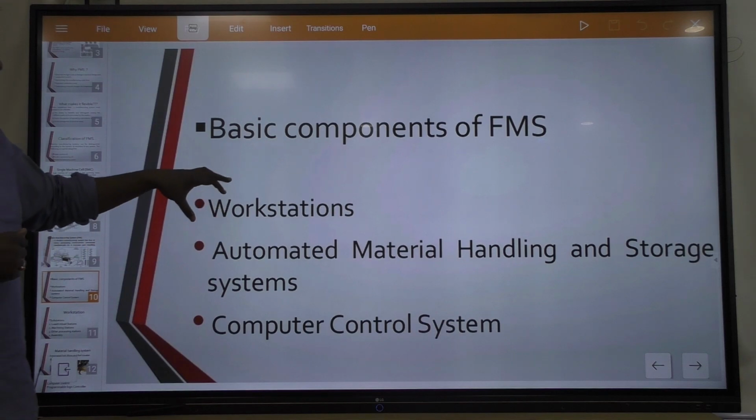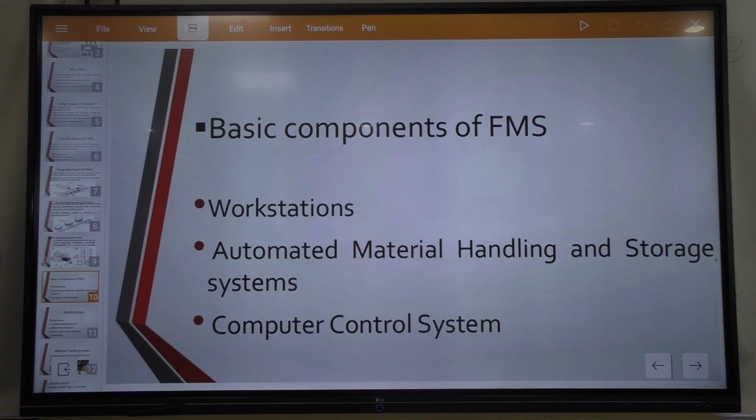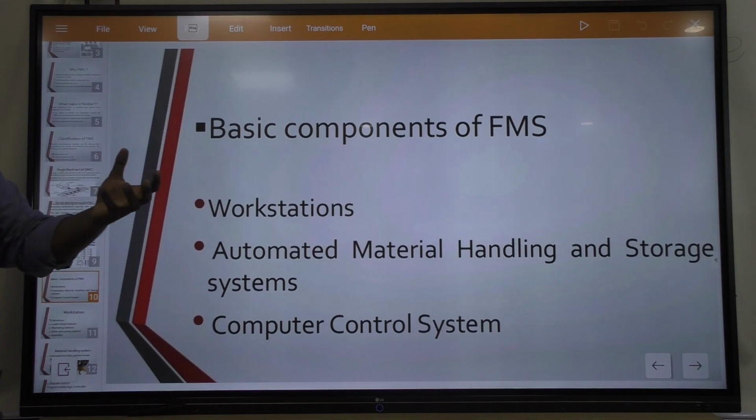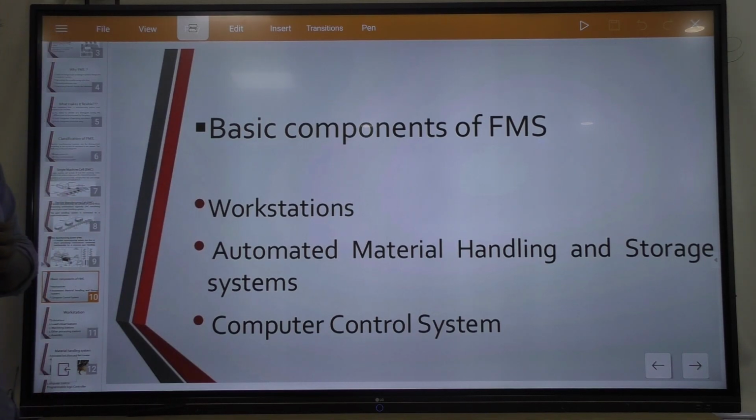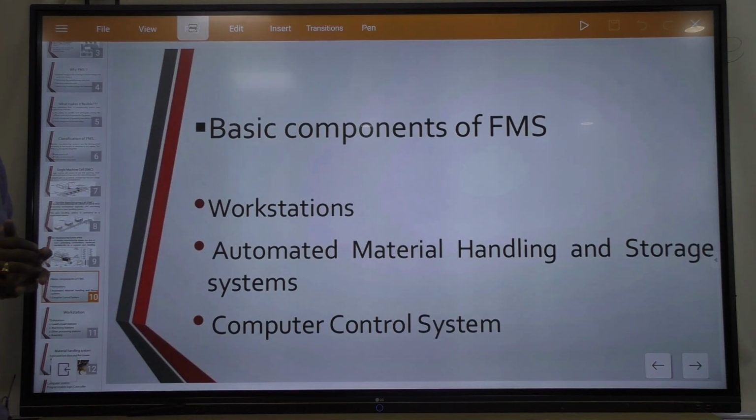So whatever raw material or tool is required in the workstation, I can directly call it. I don't want to waste my time searching for tools and workpieces. We can directly put them in the system, and according to our requirement, whatever I need at the specific time, I can call it. Then the second one is the automated material handling and storage system. It means this comes under the part of loading and unloading.